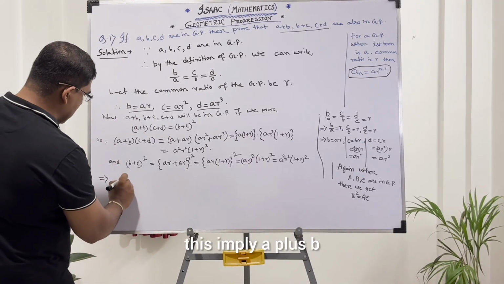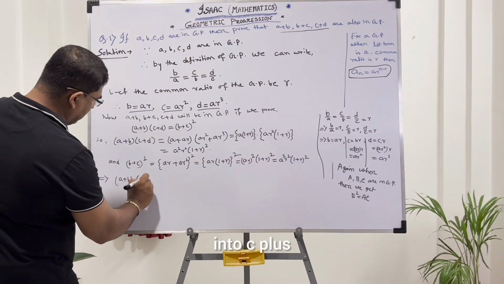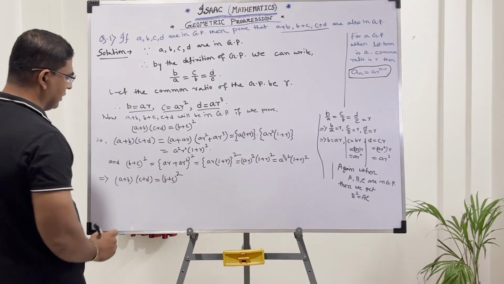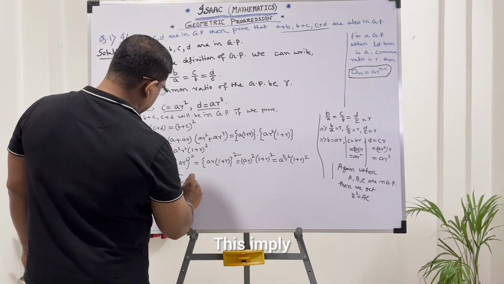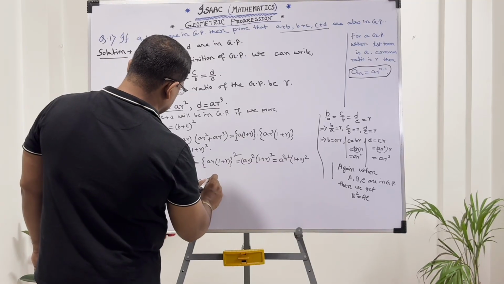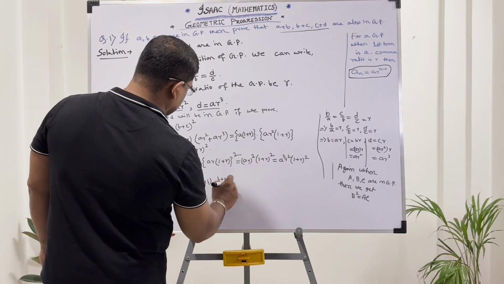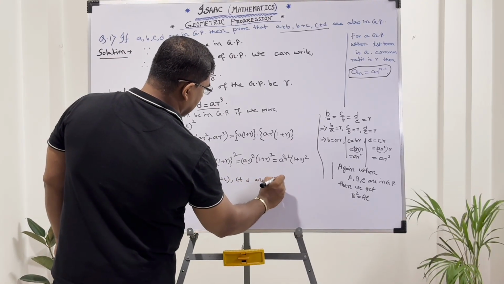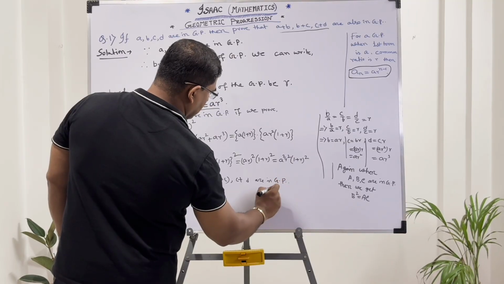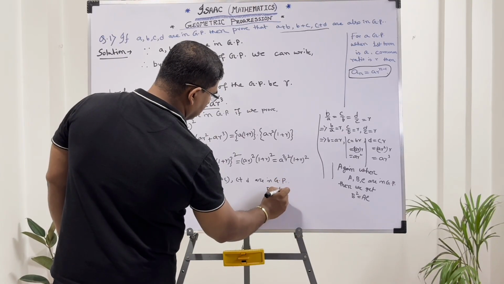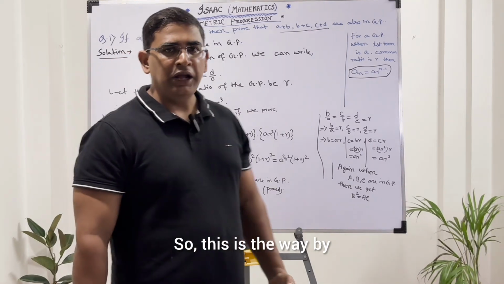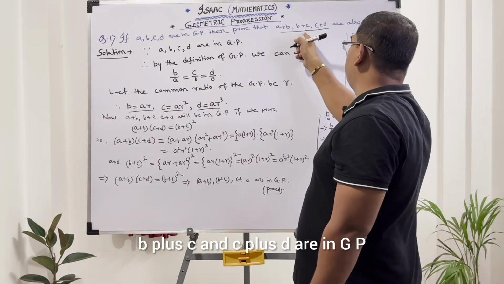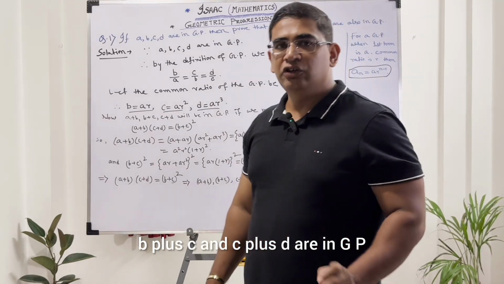This implies A plus B into C plus D is equals to B plus C whole square. This implies A plus B, B plus C, C plus D are in GP. Proved. So this is the way by which we can prove these three terms A plus B, B plus C and C plus D are in GP.